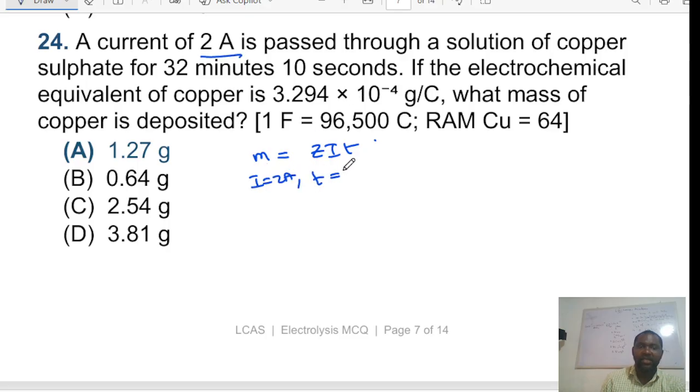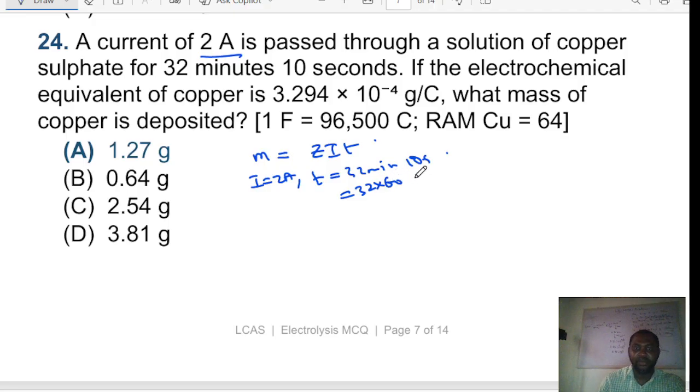Now the time is 32 minutes 10 seconds, which we can actually convert. 32 minutes means 32 times 60, plus 10 seconds. To convert 32 minutes to seconds, we multiply by 60. You get that, right? And that will give us 1920, plus 10, and that would be 1930 seconds.